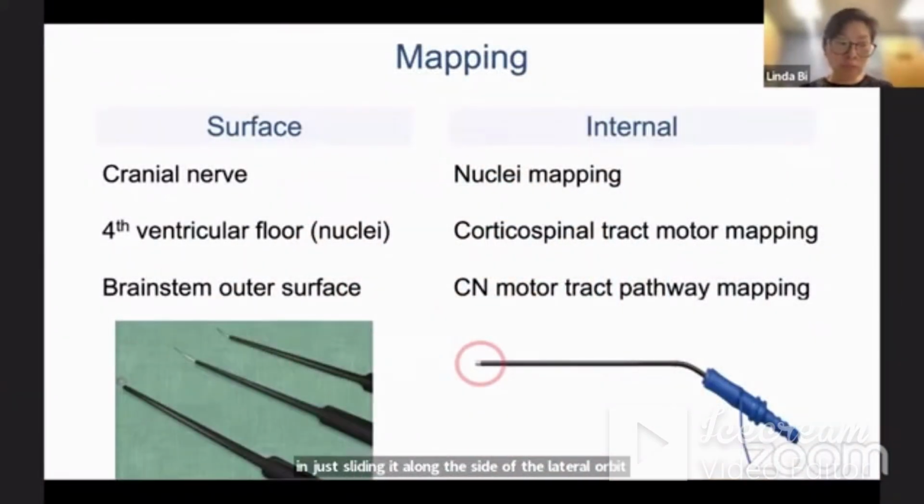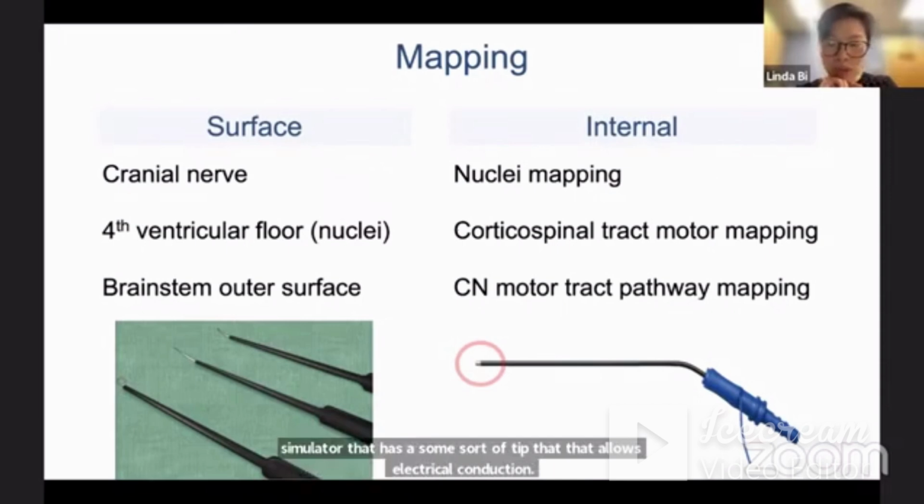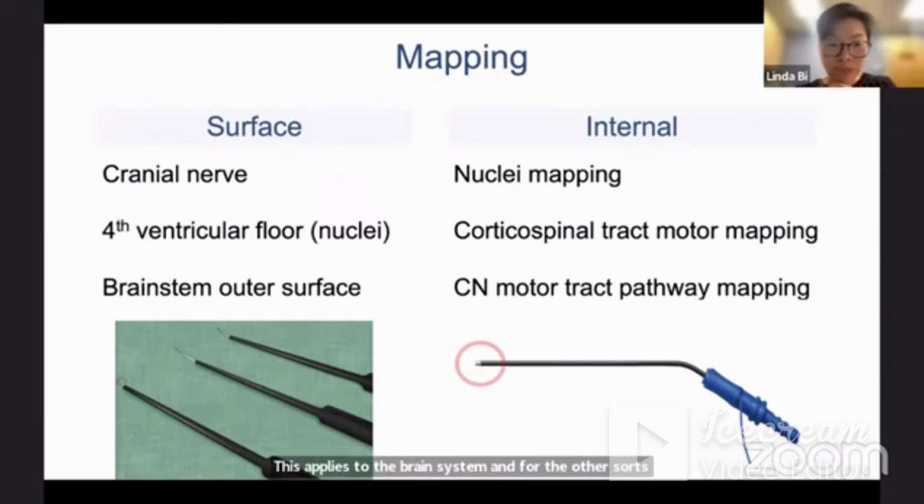When it goes beyond monitoring for the integrity of the function, mapping is another critical tool. We are most used to this in cranial nerve related surgery, including the cavernous sinus, by using often a stimulator that has some sort of tip that allows electrical conduction. This applies to the brainstem and for the other sorts of areas that we do mapping, including in the corticospinal tract supratentorially.